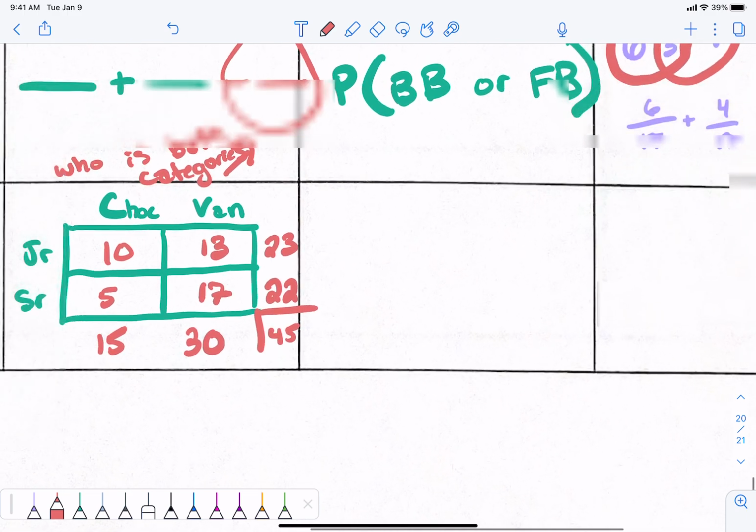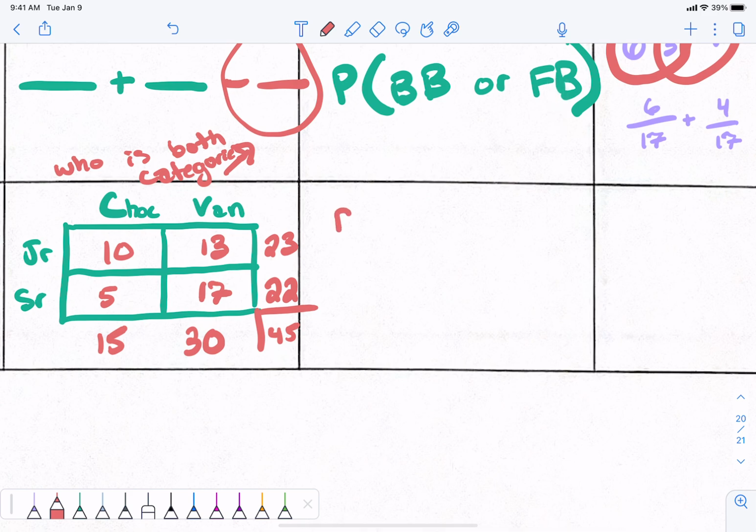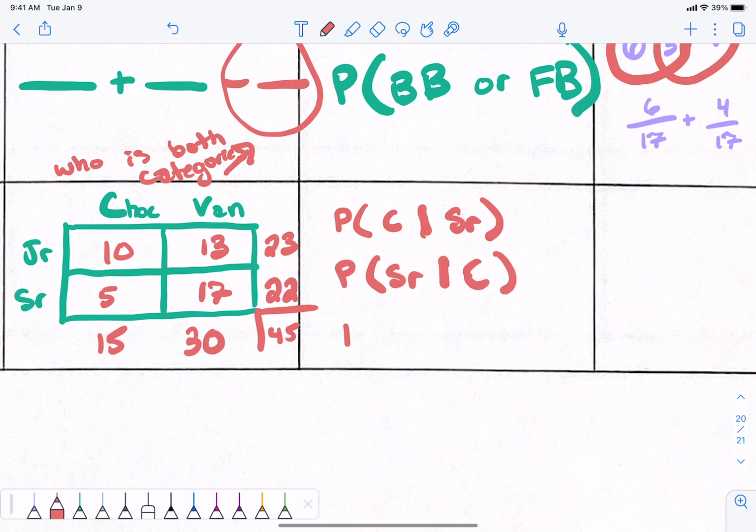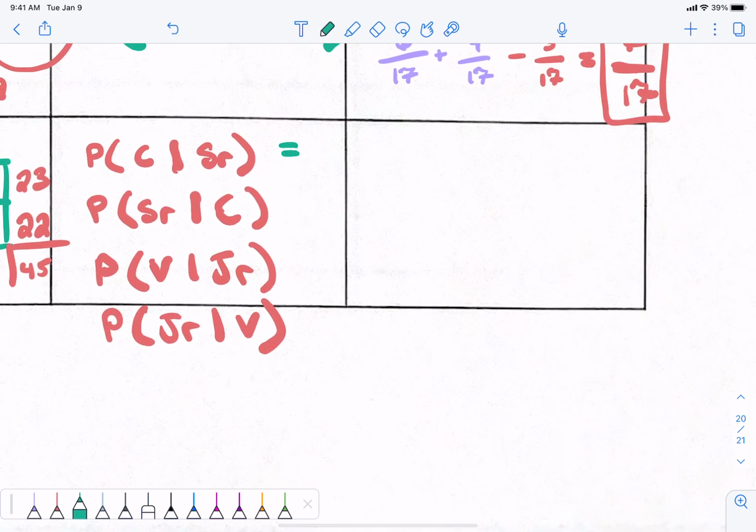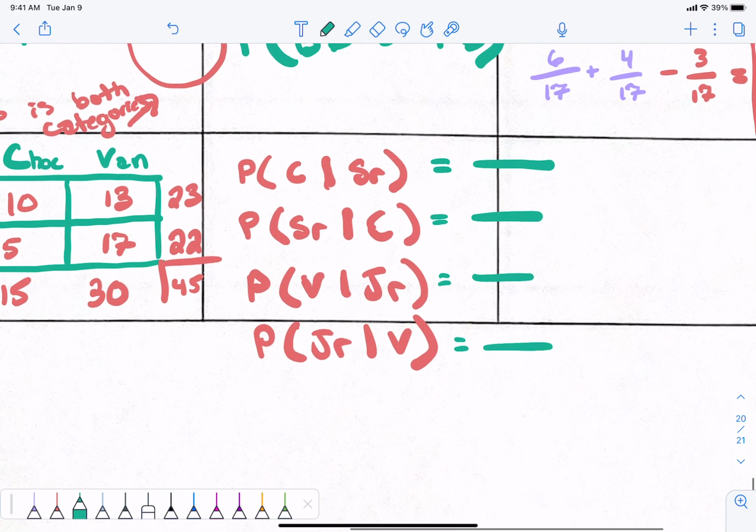Okay, let's do some examples, a couple of these. The probability of chocolate given senior. The probability of senior given chocolate. The probability of vanilla given junior. And the probability of junior given vanilla. We'll solve each one of those. These are not very long examples.